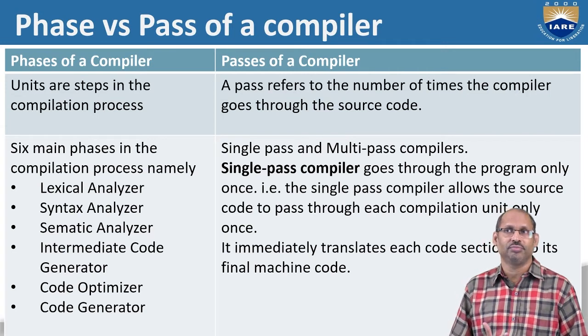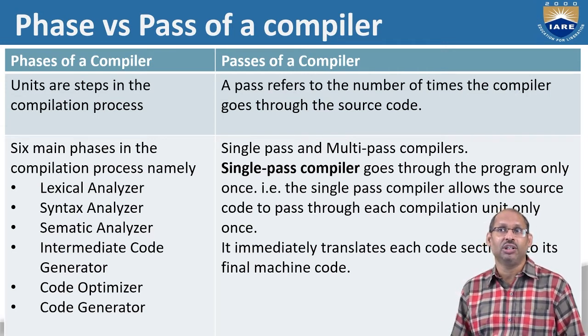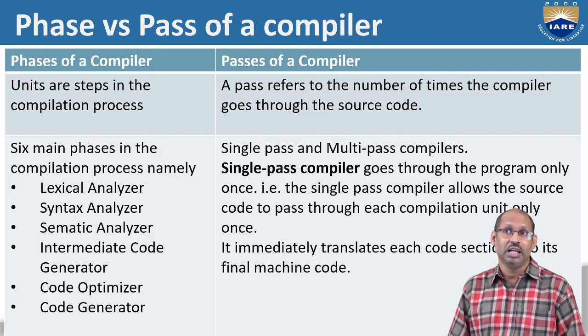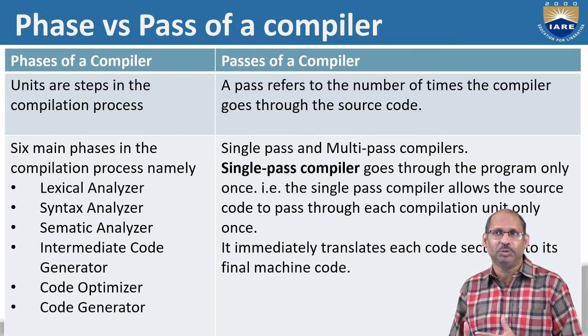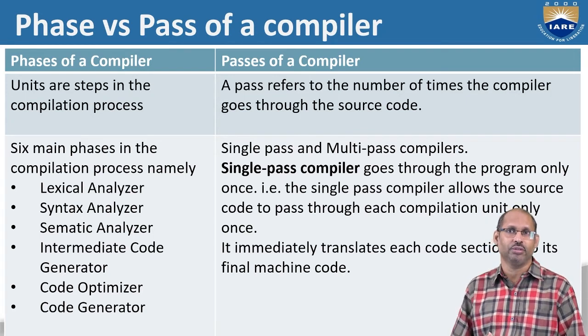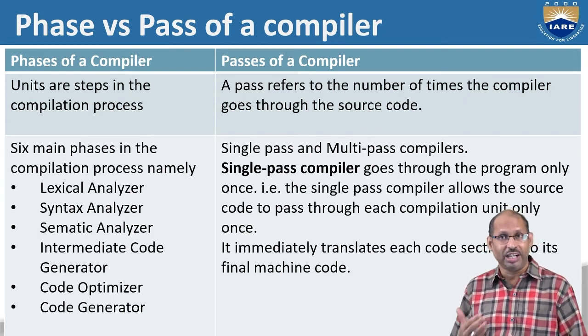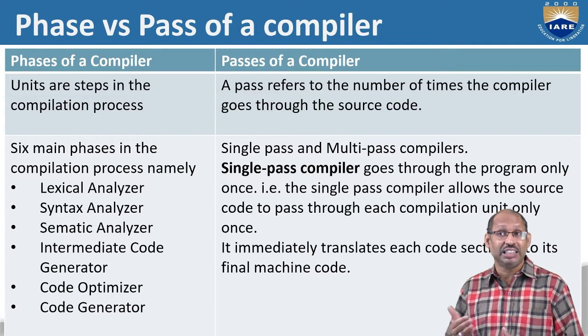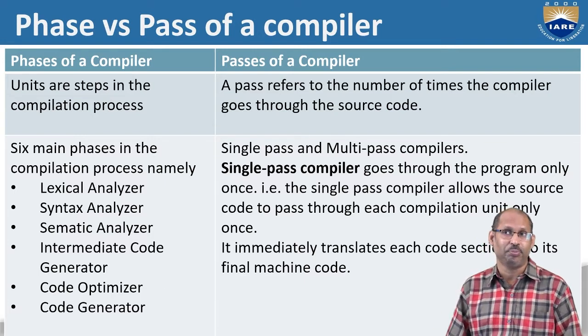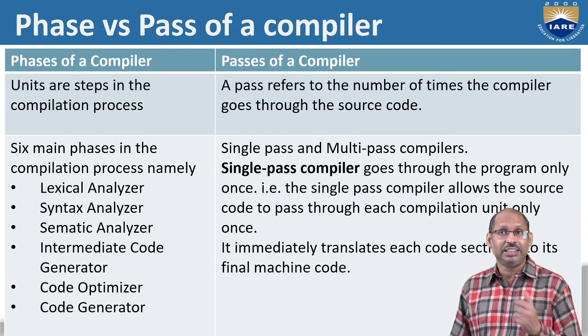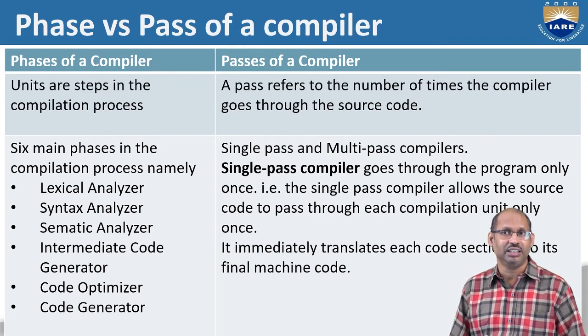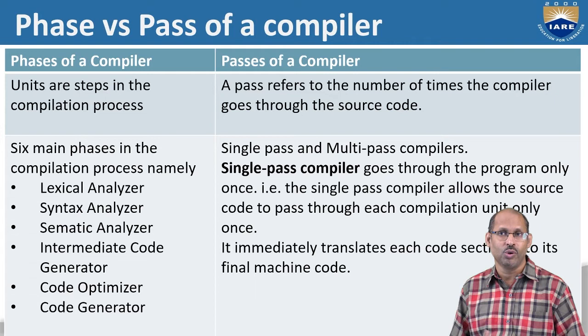Pass refers to the number of times the compiler goes through the source code. It will scan the source code either one time, two times, or multiple times. There are some advantages and disadvantages with one-pass and multi-pass compilers. We'll discuss them one by one. Here, there are 6 main phases of the compiler: the lexical analyzer, syntax analyzer, semantic analyzer, intermediate code generator, code optimizer, and code generator.